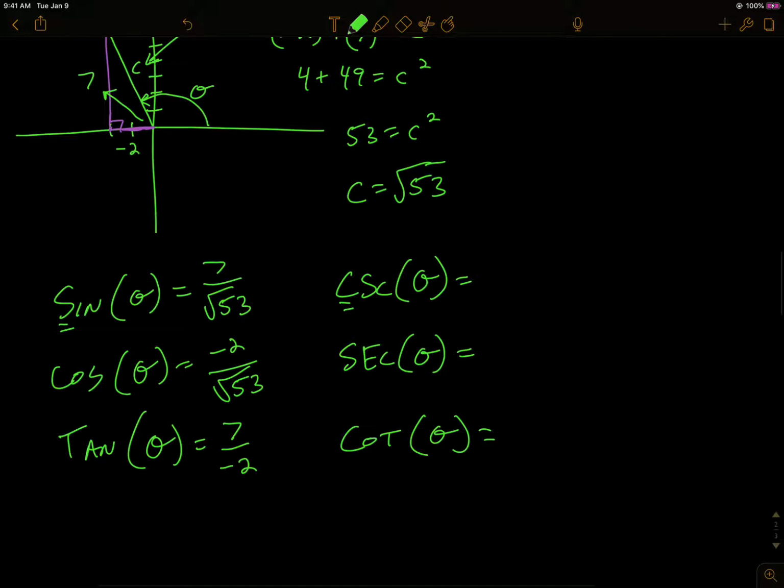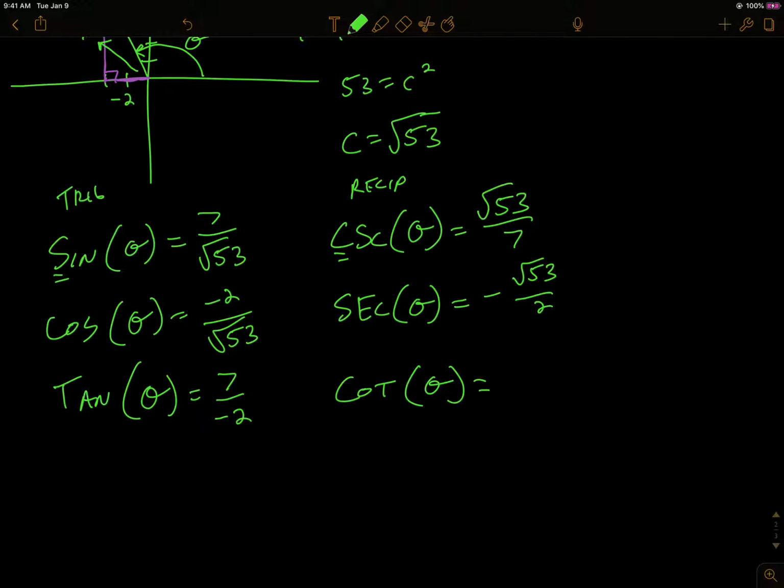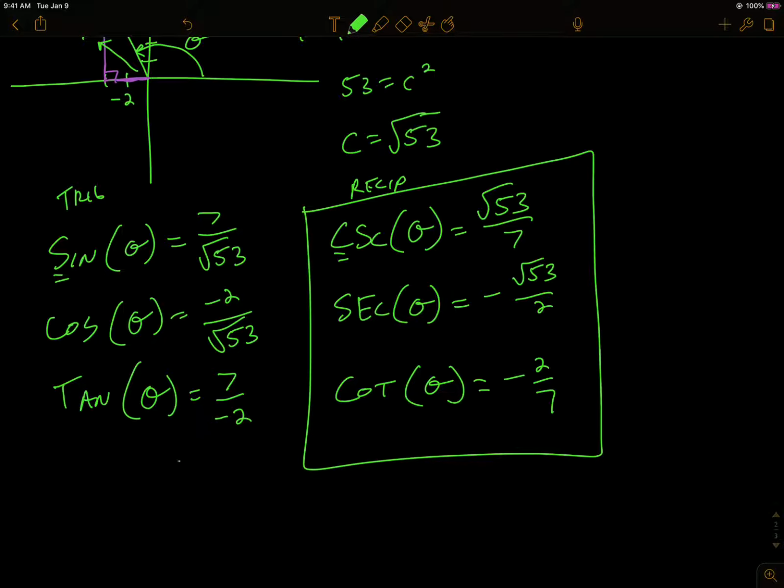Now, for the cosecant, we flip everything. For all the reciprocals, right? These are our trigs. These are our reciprocals. So we flip all those answers. Root 53 over 7. That's why I put them in the same order. Negative root 53 over 2. And negative 2 over 7. This side is done. This side is not quite done yet. This is my answer here.